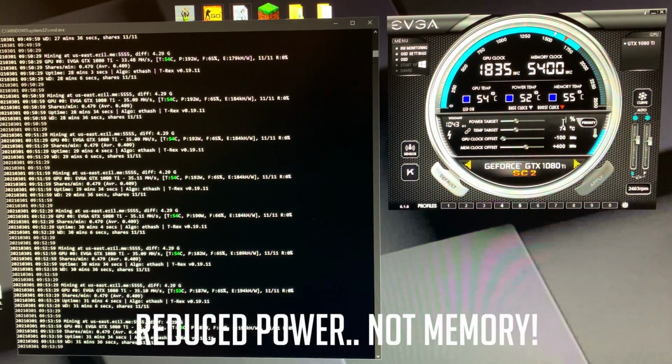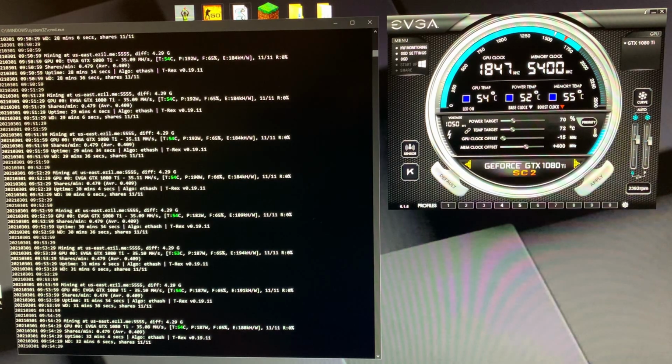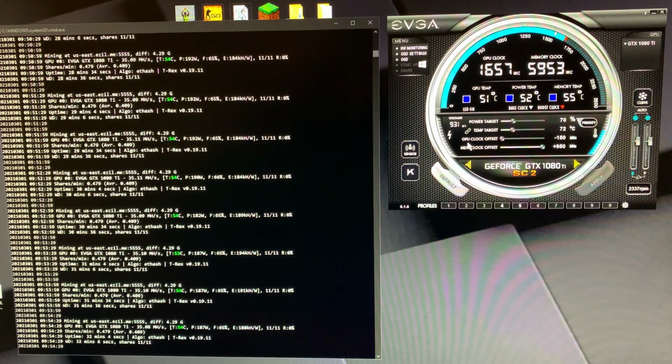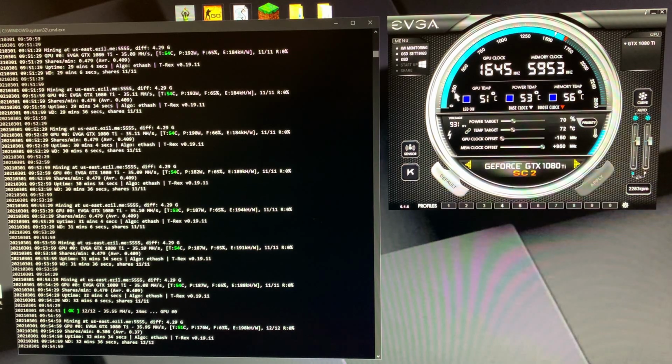The numbers for this particular card that I fell upon after much testing were right here: 70 power, minus 150 on the GPU, and plus 950 on the memory, okay? And that got me the best combination of power usage, mega hash production, and temps.